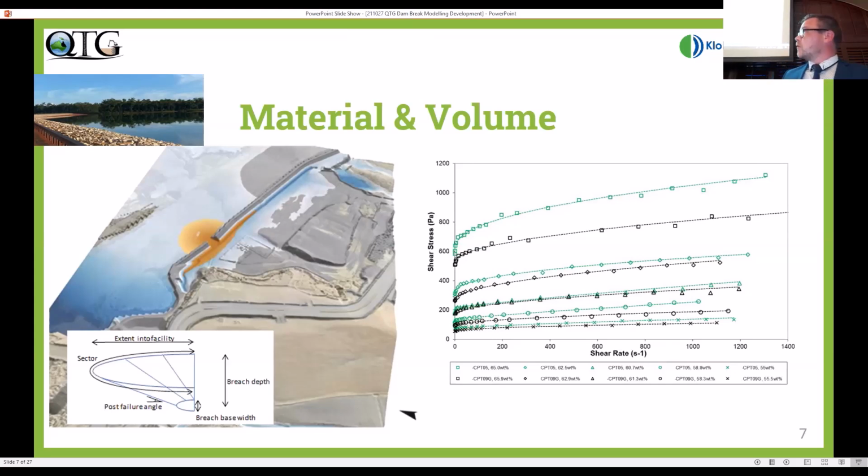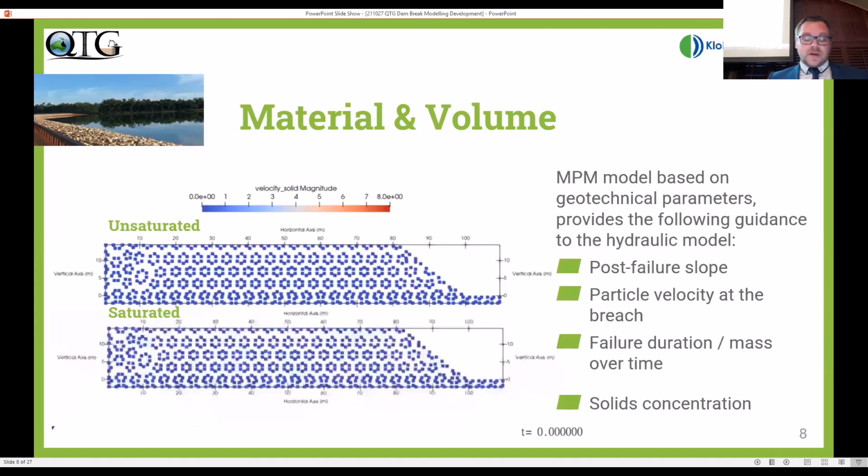And one of the shortcomings of the description I've just described is that we don't actually capture the change in state from a solid to a non-Newtonian fluid. We're starting with the non-Newtonian fluid within the facility. However, there is some development in this area. Over recent years, the development of material point method models have allowed us to describe some of the deformation behaviour of these materials within the facility.